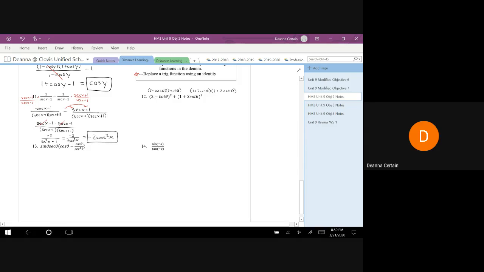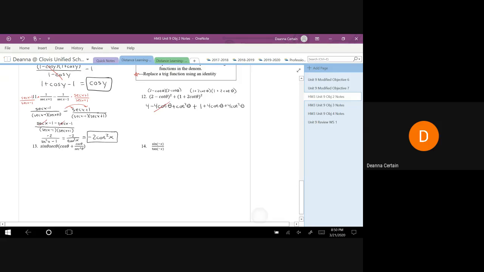And so when you FOIL the first one, you get 2 times 2, which is 4. 2 times negative cotangent and 2 times negative cotangent, which is -4 cotangent theta altogether. And negative cotangent times negative cotangent, which is positive cotangent squared. Okay, in the second term, you have 1 times 1, which is 1. 1 times 2 cotangent and 2 cotangent times 1, which is a total of 4 cotangent theta. And then 2 cotangent theta times 2 cotangent theta, which is 4 cotangent squared theta.